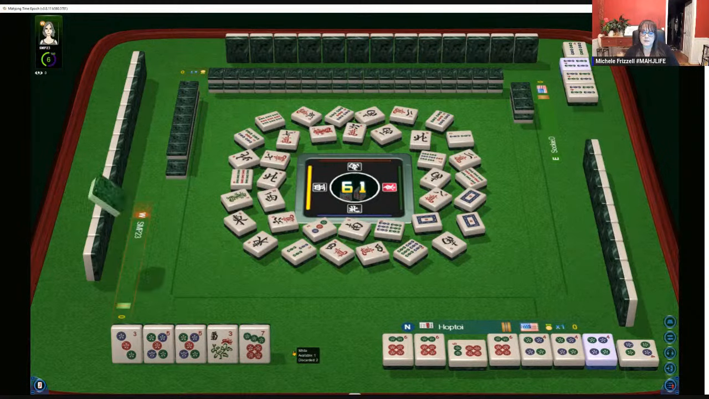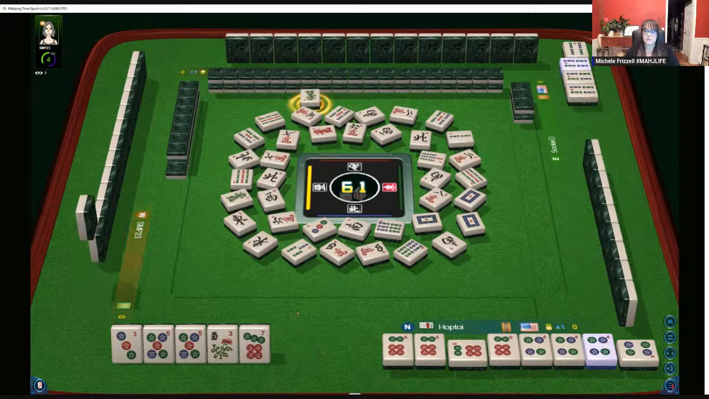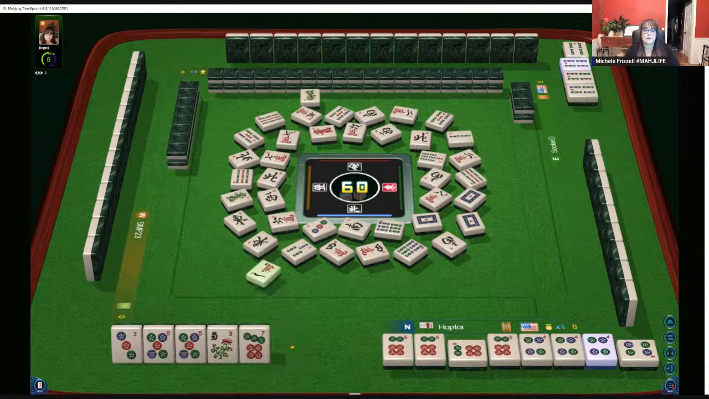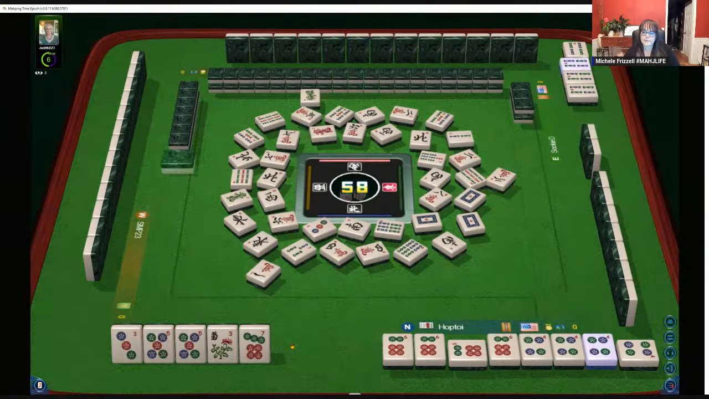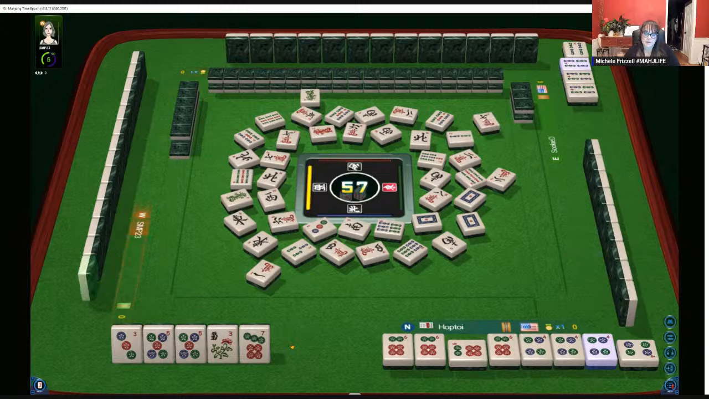South wind. It's hard to tell because our two opponents are concealed and one opponent has only one exposure. So it's very difficult to tell what people are playing. One thing is for sure. I don't think anyone is playing winds. Two characters. And it looks like nobody's playing a year hand. So two categories are out. Seven characters. And it looks like a lot of big odds are out.